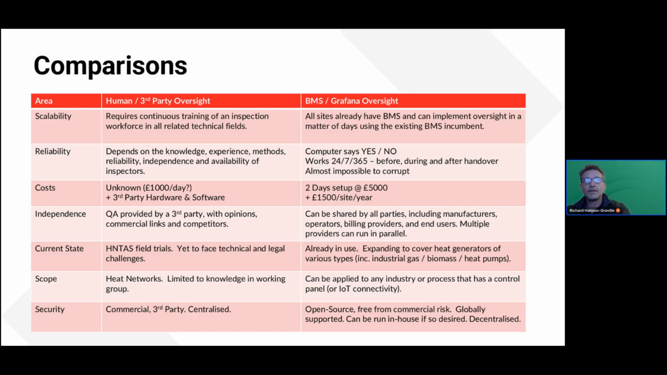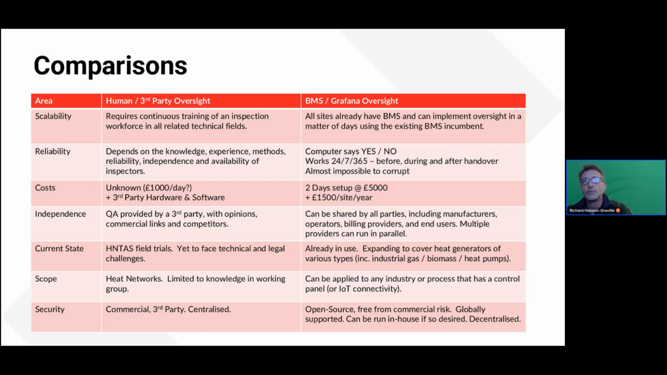What can we do with this? Now, this is a comparison really of human oversight versus BMS oversight. So they complement each other. We see the BMS side of things as a short scale. You can turn it on within 24 hours through an existing system, overlay a dashboard, and it's a quick fix to get eyes on a lot of stuff.